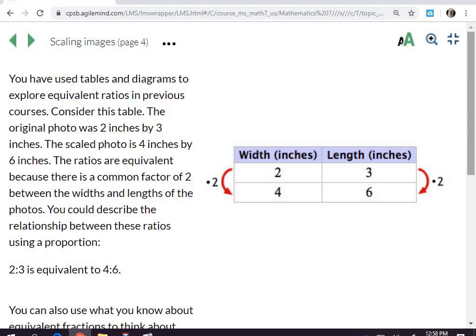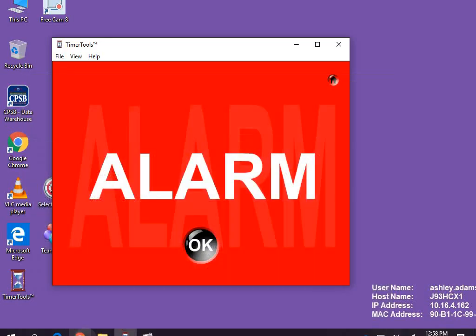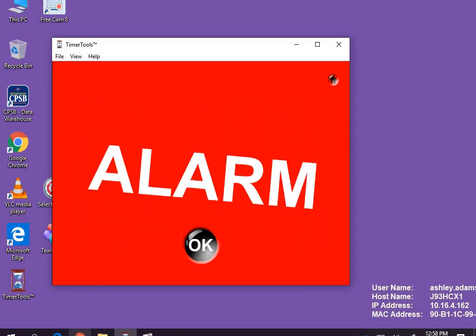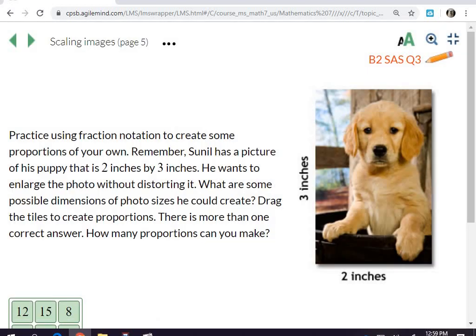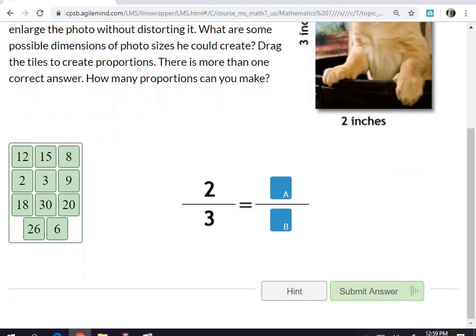We are going back. We're looking at another puppy. It's actually the same puppy. On problem number 3, it's the same puppy. And this time, we're wanting to make proportions out of these options only.